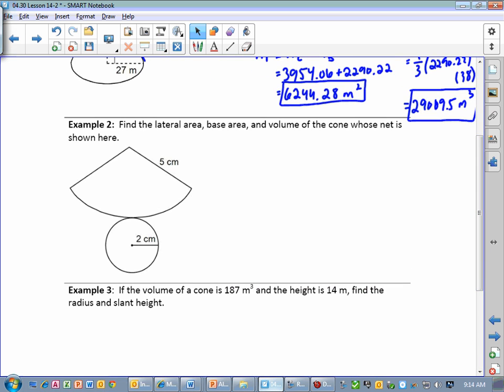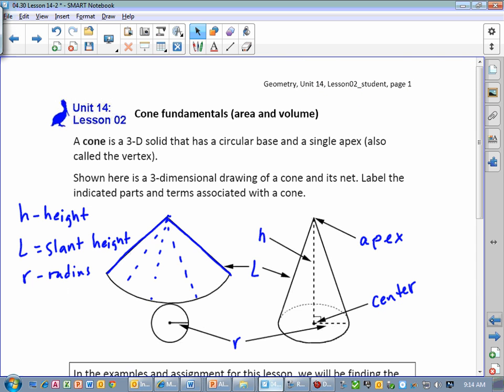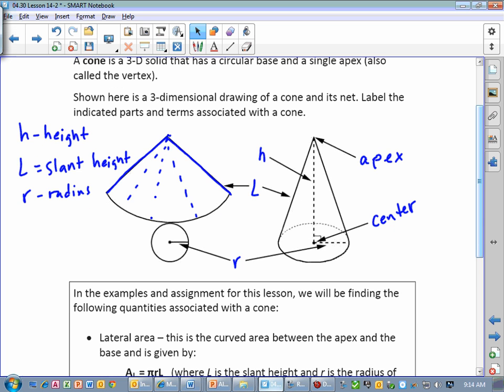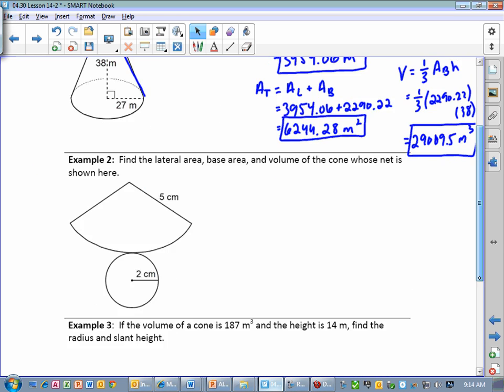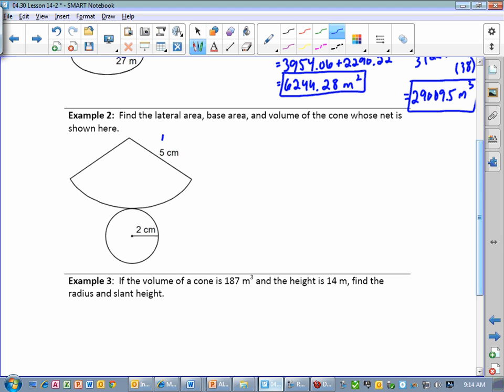All right, so in example 2, we're given the net. One thing to keep in mind about the net is that it has a radius and a slant height, but it doesn't show the height at all. The net can't show the height, because once you put this thing together, the height is this imaginary line coming up. So if we're given a net, we're always going to have to find the height. This number right here, this 5, is the slant height. This number right here is our radius.